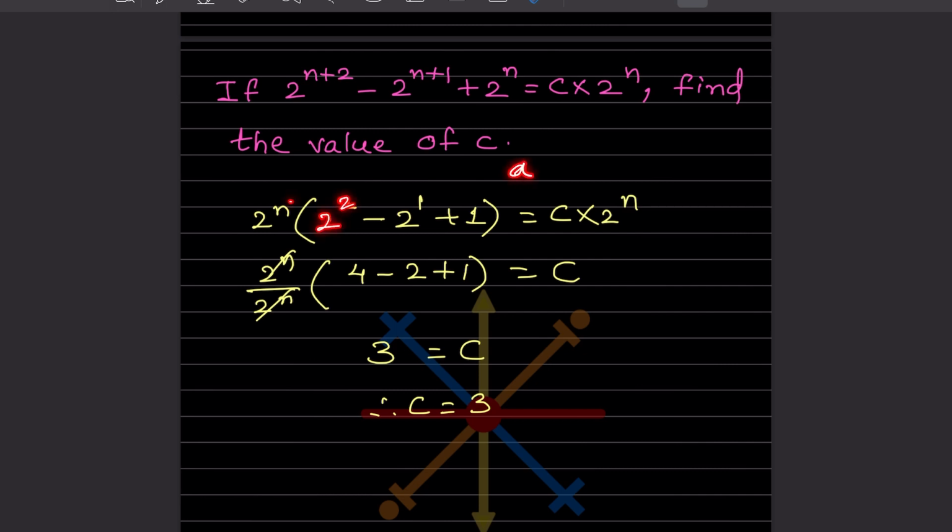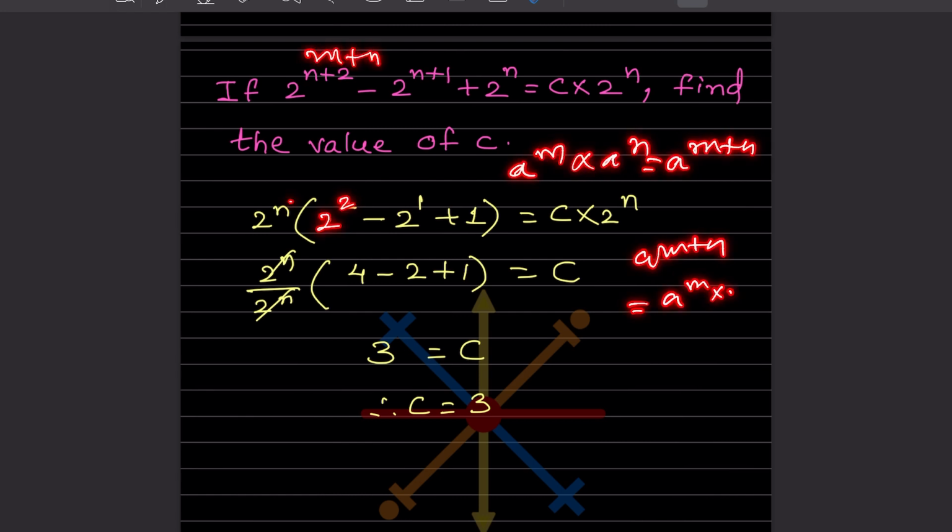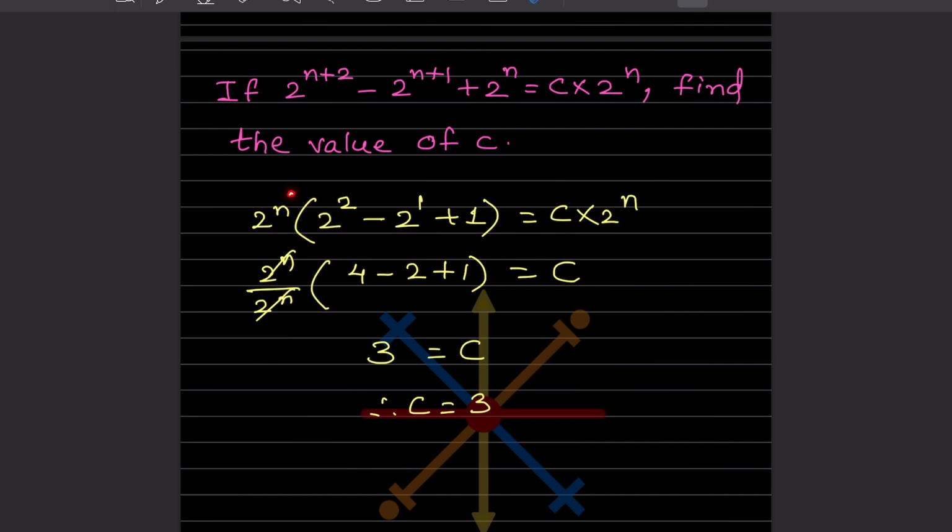So as I said, a raised to m into a raised to n is a raised to m plus n, or we can write a raised to m plus n is a raised to m into a raised to n. Again here, same, 2 raised to n is gone. So what remains is 2 raised to 1. Again here 2 raised to n is gone. So there is nothing, means you have to multiply by 1.